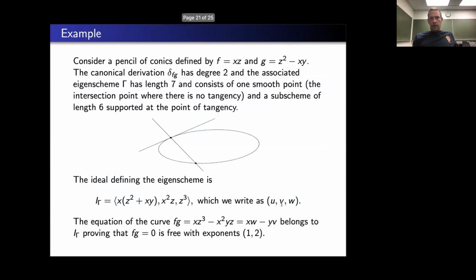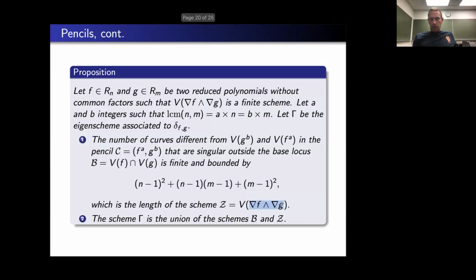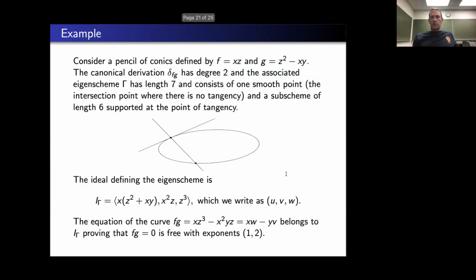So what? I want to talk now, we're going to have the main theorem in a second, but I want to have an example. So here's an example. Suppose I have a pencil of conics. So here's two conics. I'm going to take some scalar multiple of xz, some other scalar multiple of z squared minus xy. Then we can compute the canonical derivation. All these things are eminently computable.